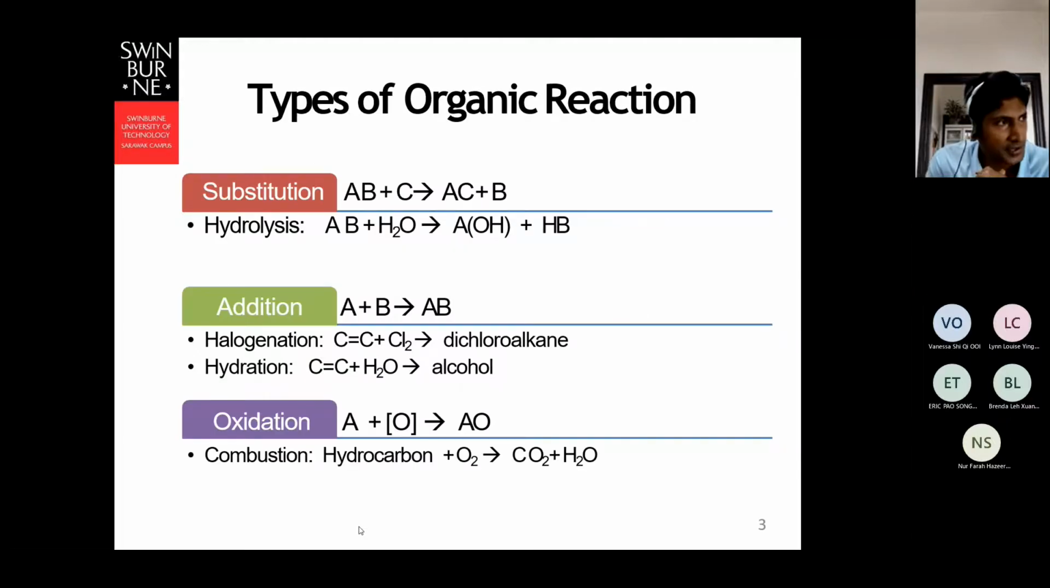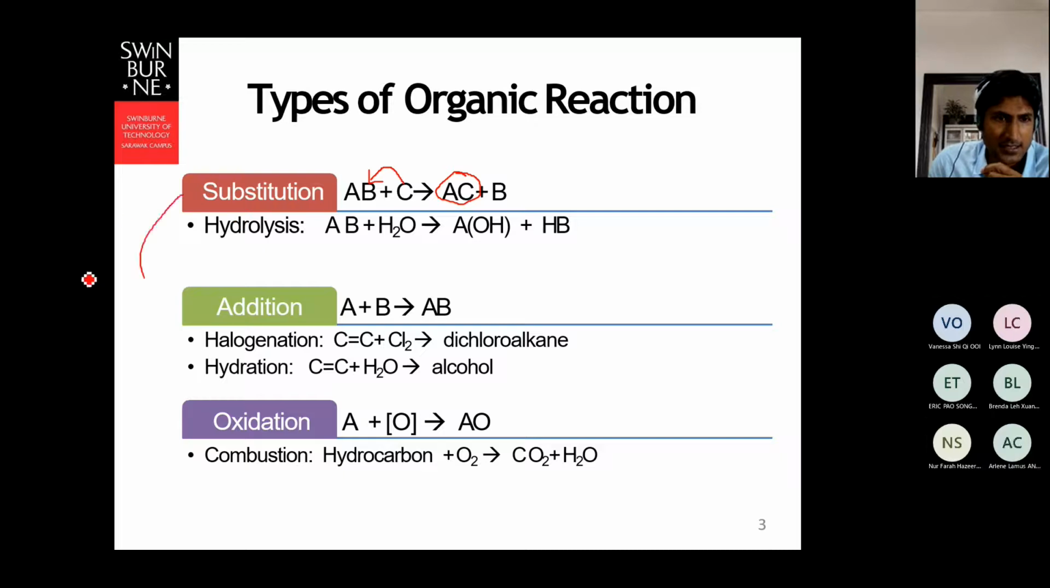So in organic reactions, there are three different types: substitution, addition, and oxidation. Substitution means, as we have seen before in inorganic reactions, that C is substituting B, or B is substituted by C, and then a new product is forming. Hydrolysis is one of those types of reaction. Addition reaction is when two things are added together.